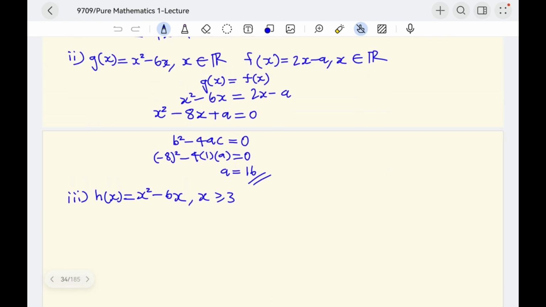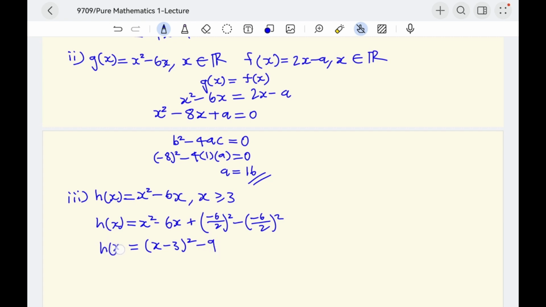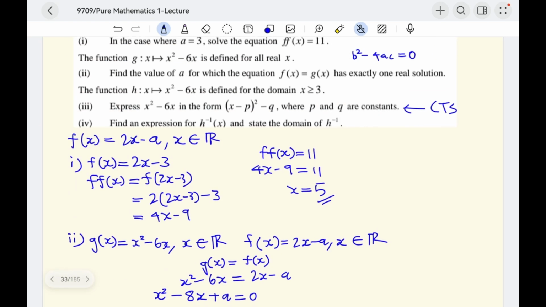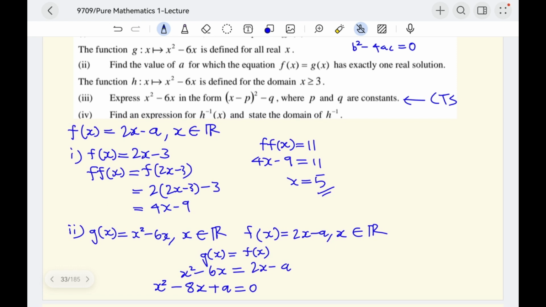So how to express x squared minus 6x into the vertex form? Add bracket square of b over 2. What is your b right now over here? It's negative 6. So plus negative 6 over 2, and minus the same. Simplify over here, you will get (x minus 3) squared minus 9. So that's the vertex form of h(x).